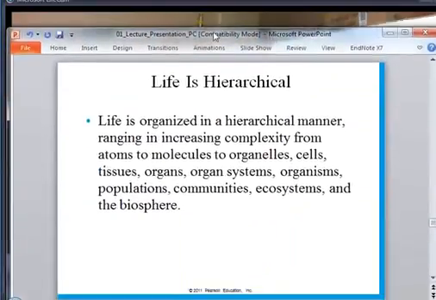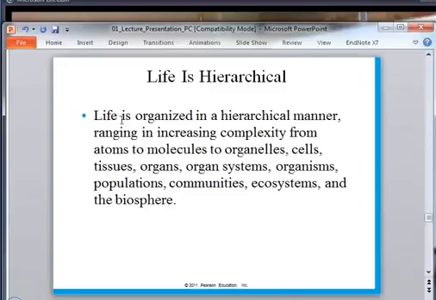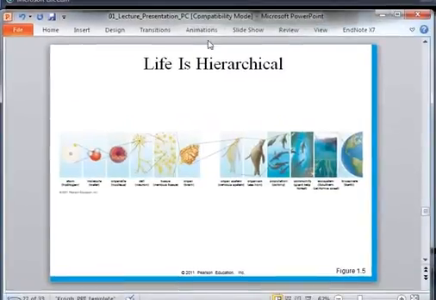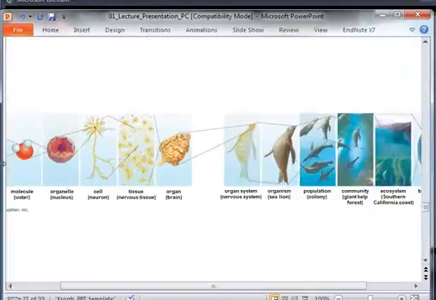Life is hierarchical. What do we mean by this? Those were the requirements for life. We're moving on now to life is hierarchical. Life is organized in a hierarchical manner, ranging from increasing complexity from small things to larger things. And let's take a look at this image here. It's going to be tough for you to see, but perhaps you can go ahead and look for it in your book.